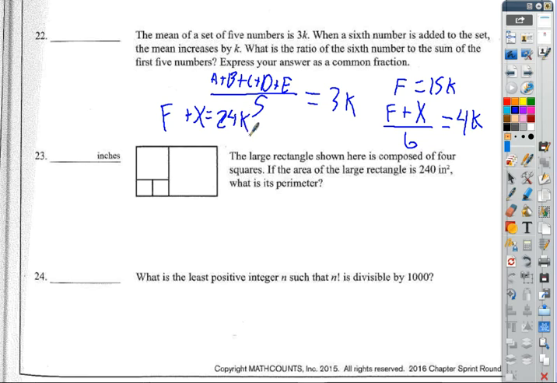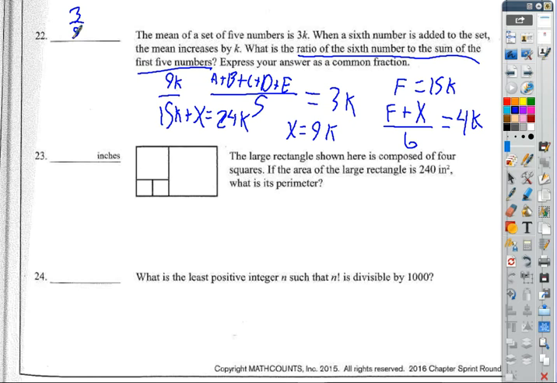And we figured out that the first 5 numbers sum to 15k, so you can just replace f with 15k. Then you subtract 15k from both sides, and you get x equals 9k. So now what you're trying to do is find the ratio of the 6th number to the sum of the first 5 numbers. So you would have 9k over 15k, and that gives you an answer of 3/5, because the k cancels out, and then you simplify it.